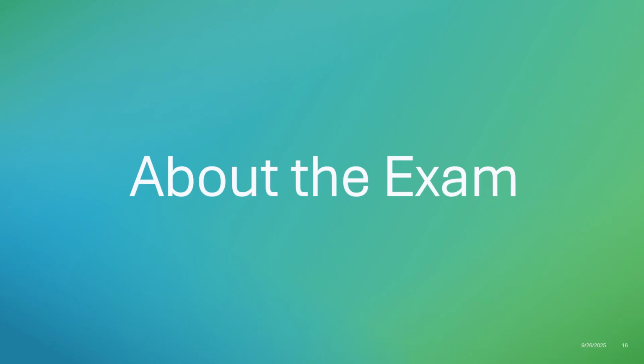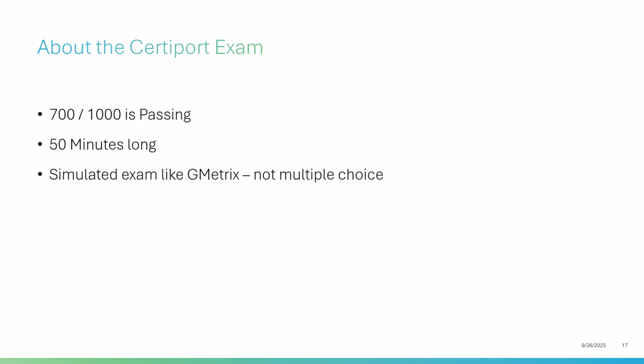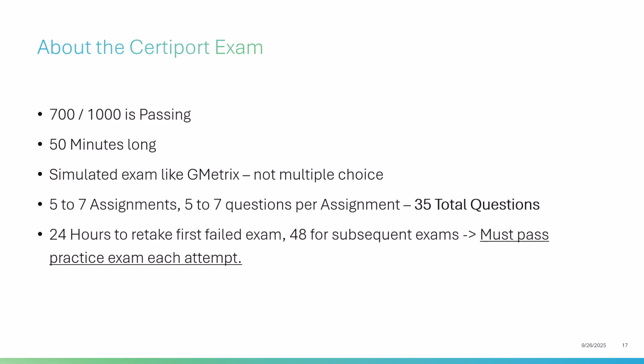Here are a few notes about the exam itself. First, like the practice exam, a passing score is 700 or better out of 1,000. It is 50 minutes long and is a simulated exam similar to that on the Geometrics practice exam. There are no multiple choice. Students are given 5 to 7 assignments with 5 to 7 questions per assignment for a total of 35 questions. Users must wait 24 hours to retake a failed exam and 48 hours for subsequent failed exams, and must pass the Geometrics exam in testing mode for each testing attempt.